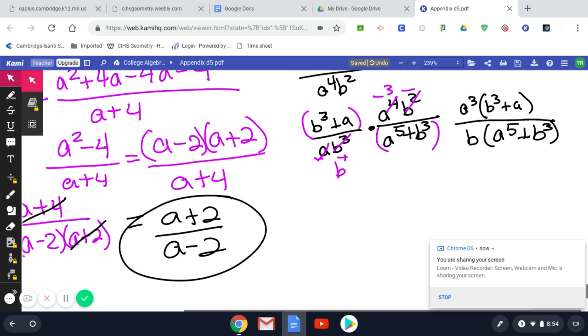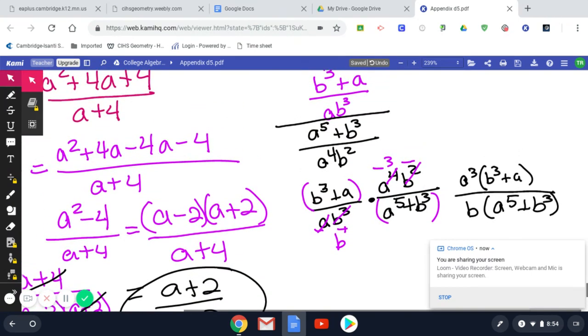And that would be the end of Appendix Lesson 5.